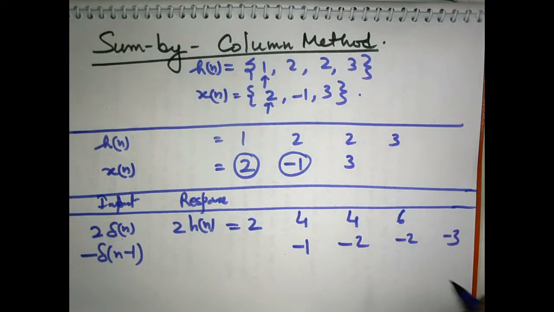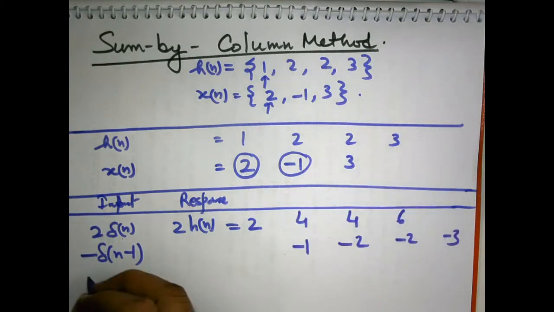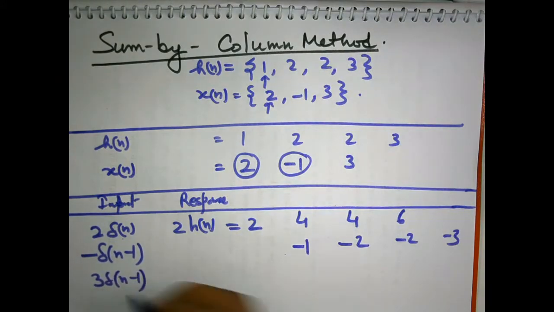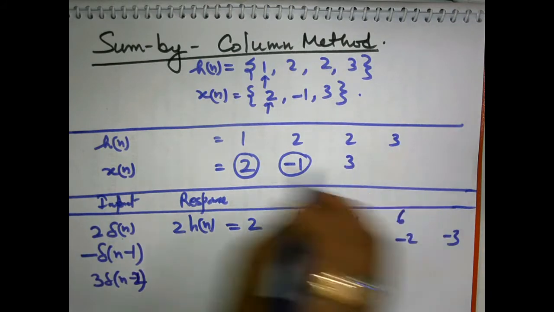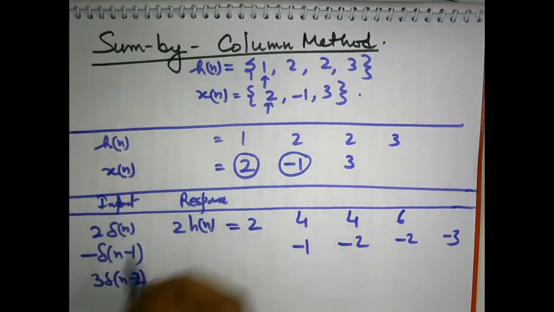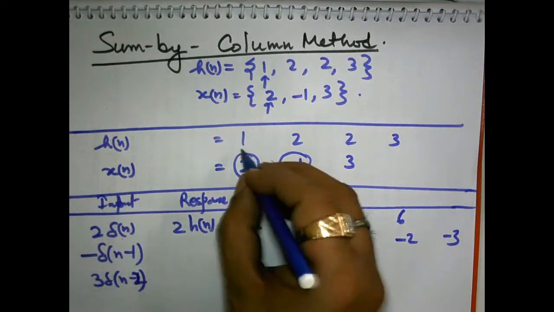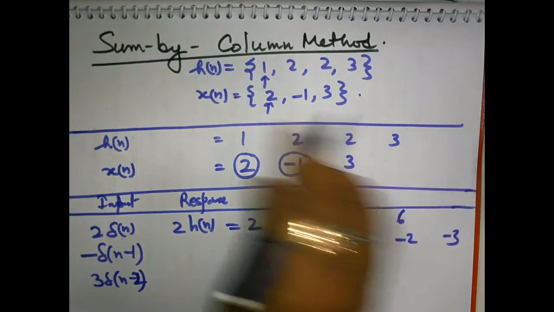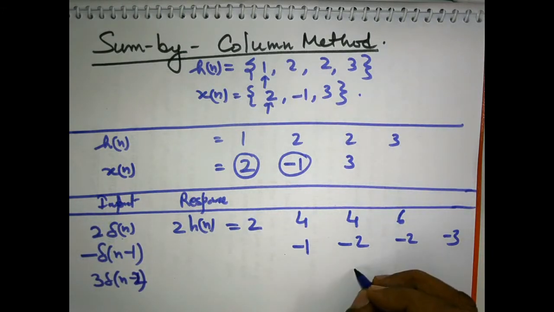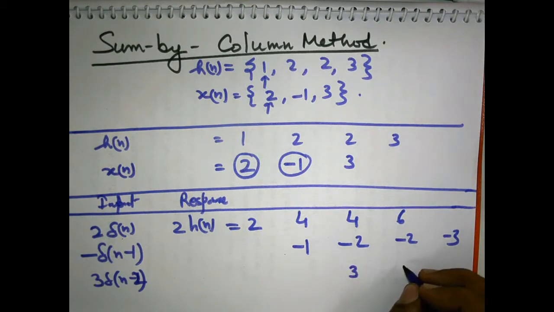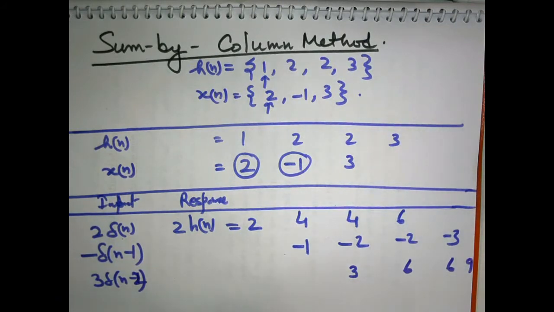Am I right? Then this is 3 delta n minus 2. This input is 3 delta n minus 2. Okay. And if the output with input delta n is known, then what will be the output with 3 delta n minus 2? It will be 3 multiplied in each sample, and the resultant output is shifted by 2 units in time. So naturally we will write the output from here. So this will be 3, 6, 6 and 9. Am I right?